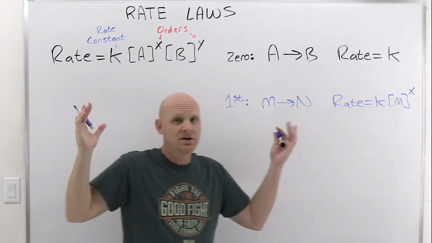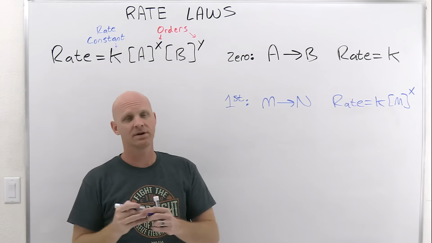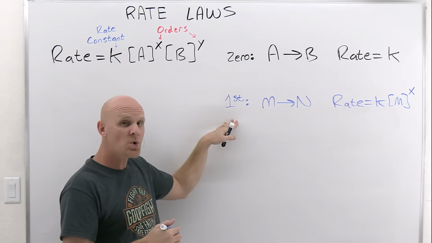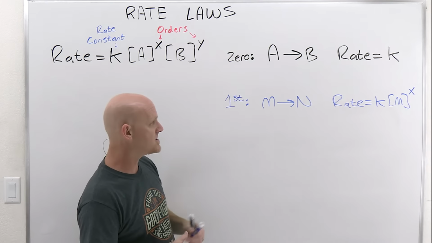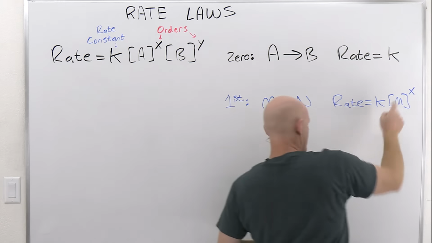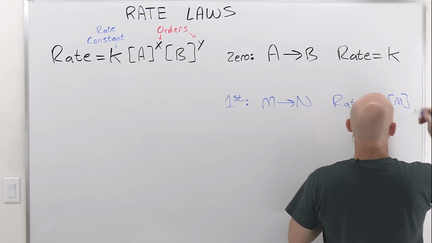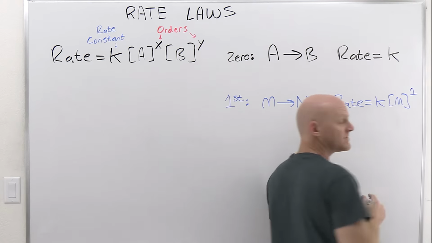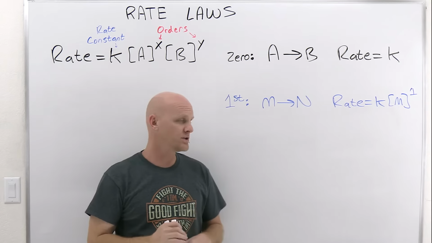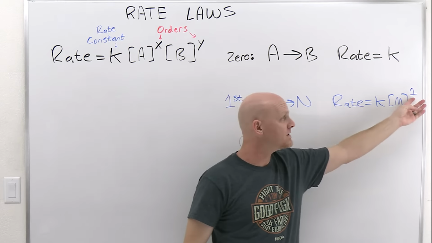That power, again, is often an integer, but it doesn't have to be. But if I'm telling you it's a first order reaction, then I'm telling you that power is going to be a 1. So we'll substitute a 1 in there. That's what makes it a first order reaction here with only one reactant. That one reactant is going to be first order.